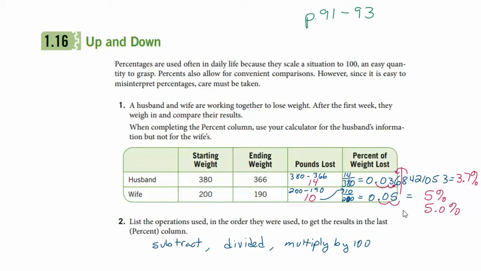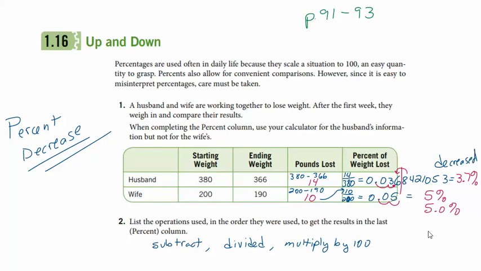All right, and so what we have here, and we're going to look at this in an example coming up, is a percent decrease. All right, so we would say that the wife's weight decreased by 5%, and the husband's weight decreased by 3.7%. So we could either say that they decreased by these amounts, or if we wanted to, we could put a negative in there, but I don't think we're going to worry about negatives too much just yet. We're just going to say that it decreased.